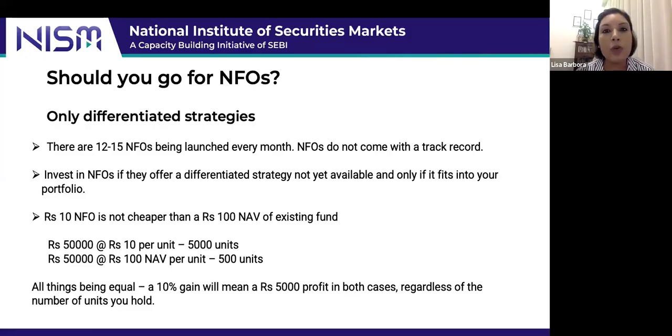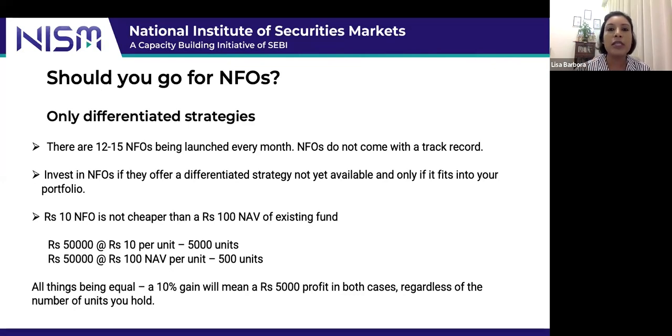Plus, there are already so many schemes available to invest in the current mutual fund basket, and schemes with very good track records. So, unless the strategy is really differentiated, if it's another flexi cap fund or another mid cap fund being launched, you really have to have a very good reason not to pick an existing fund with a good track record and go with an NFO which just doesn't have a track record. Maybe it's the fund manager that you are interested in or something, but it has to be a very, very good reason.